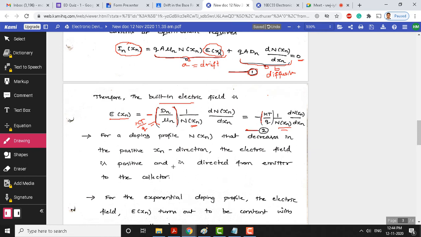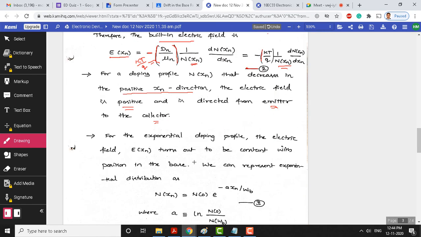For a doping profile N of x_N, which is doping as a function of distance, that decreases as you move from the emitter junction to the collector junction, in the positive x_N direction, the electric field is positive. This is because we apply a positive forward bias to the emitter base junction, and the field is directed from the emitter to the collector region here.